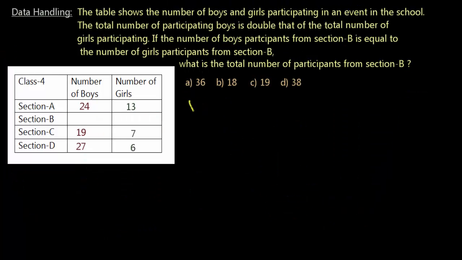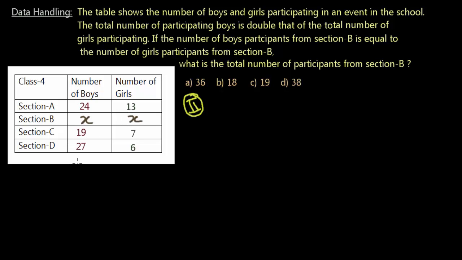Now let us discuss the second method, and probably through the second method you can arrive at the correct option much faster than the first method. As it is said that the number of boys participants is the same as the number of girl participants, let us take x for both, as we have taken for the first method.